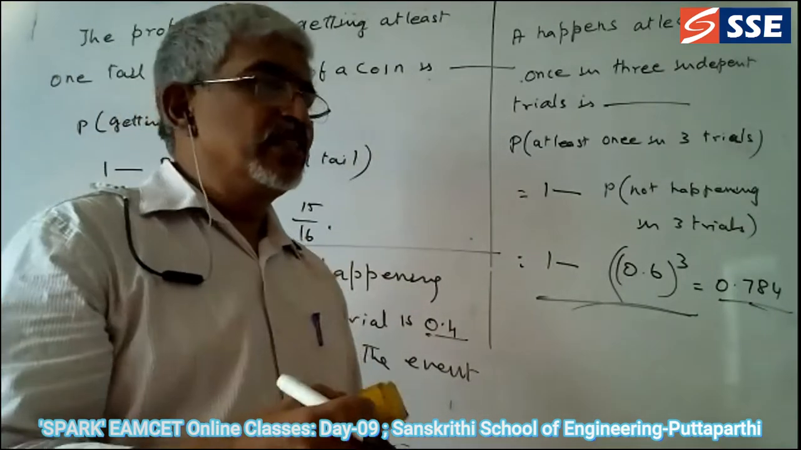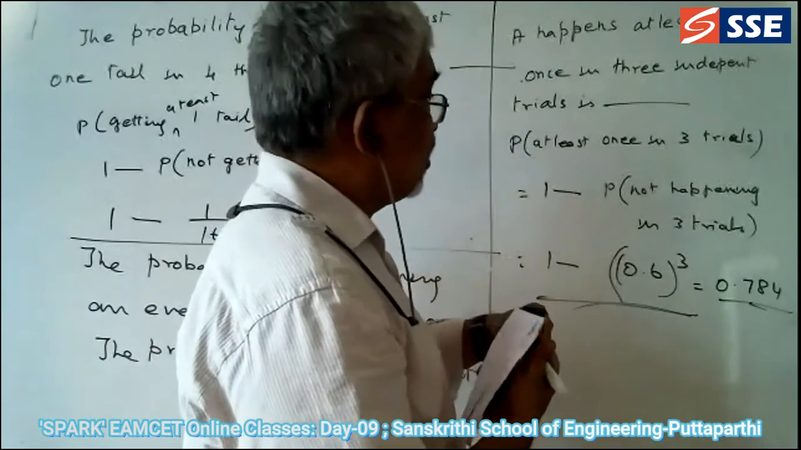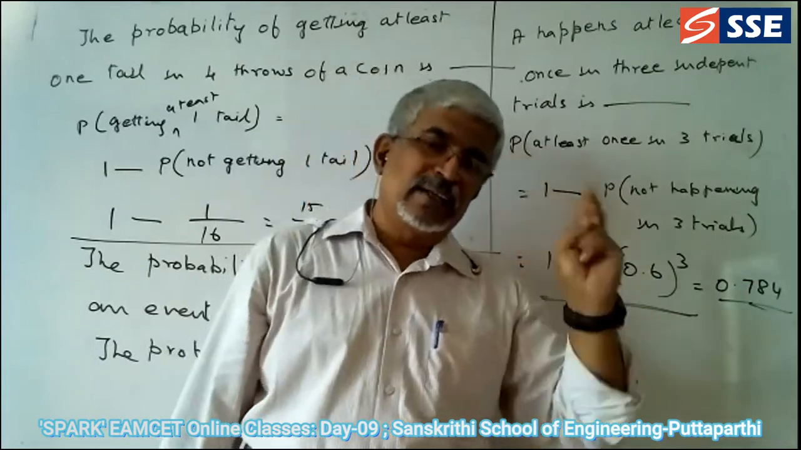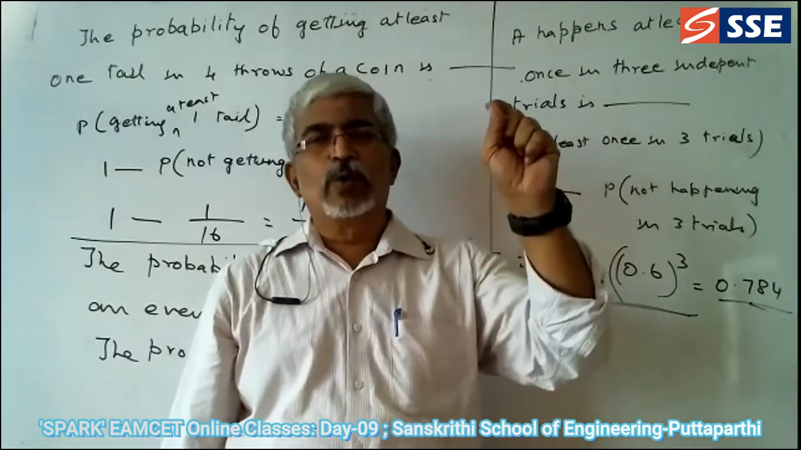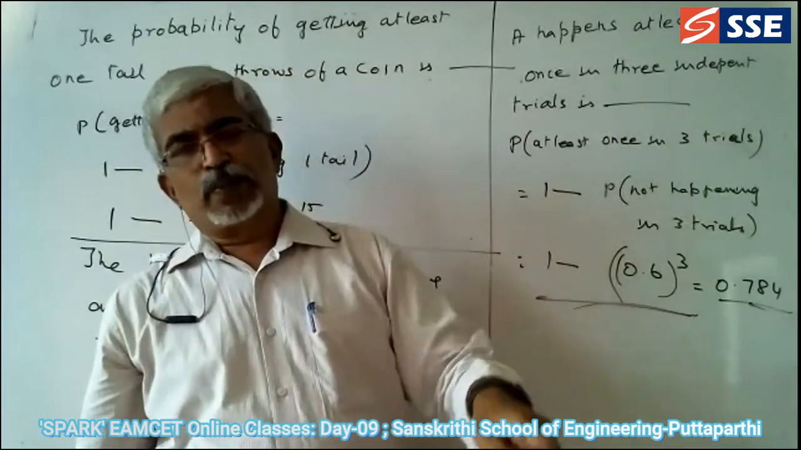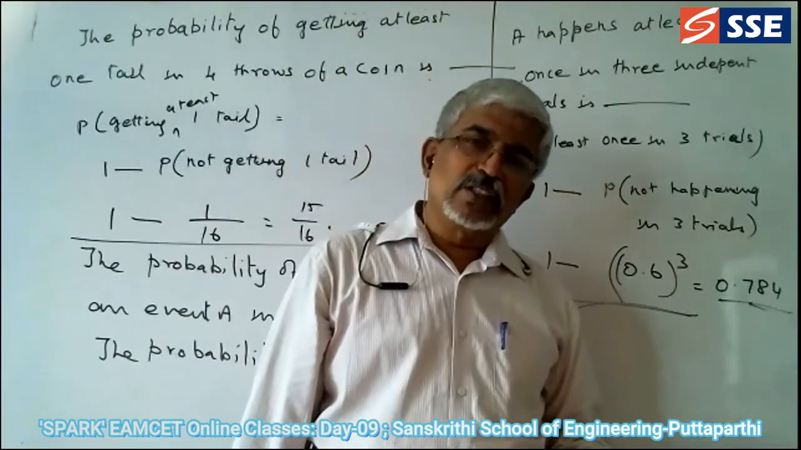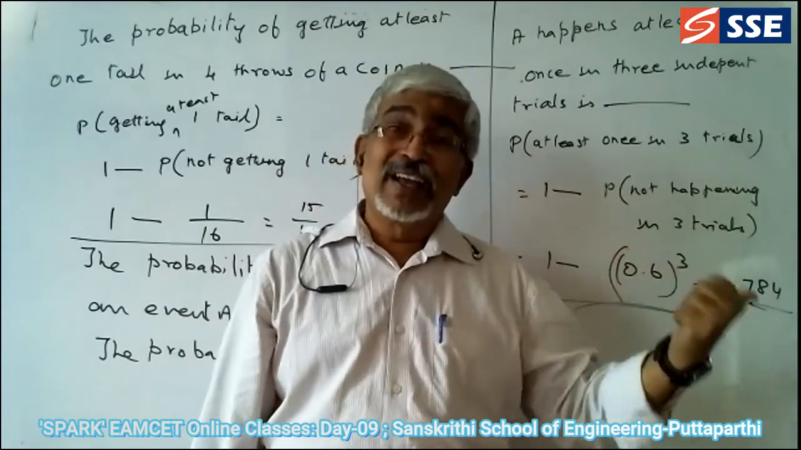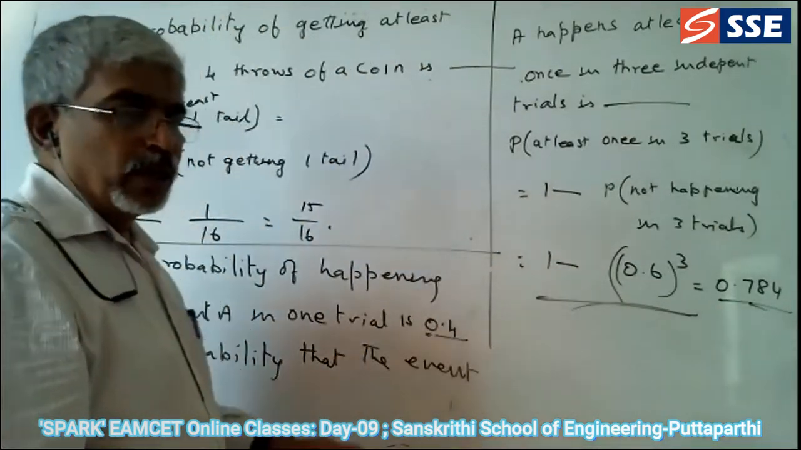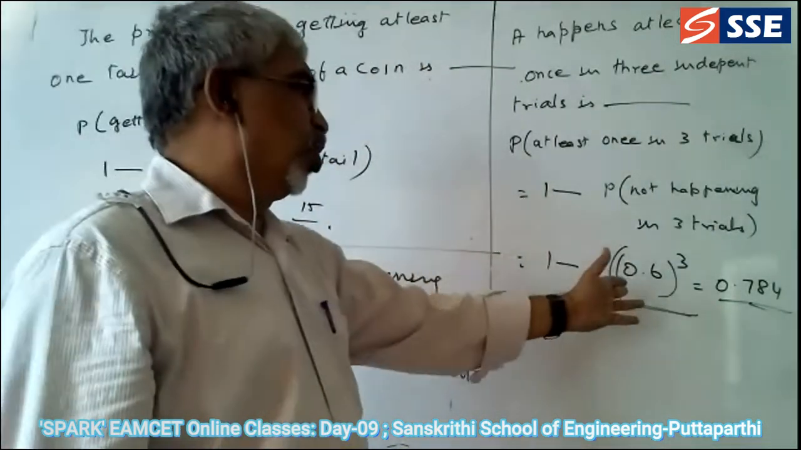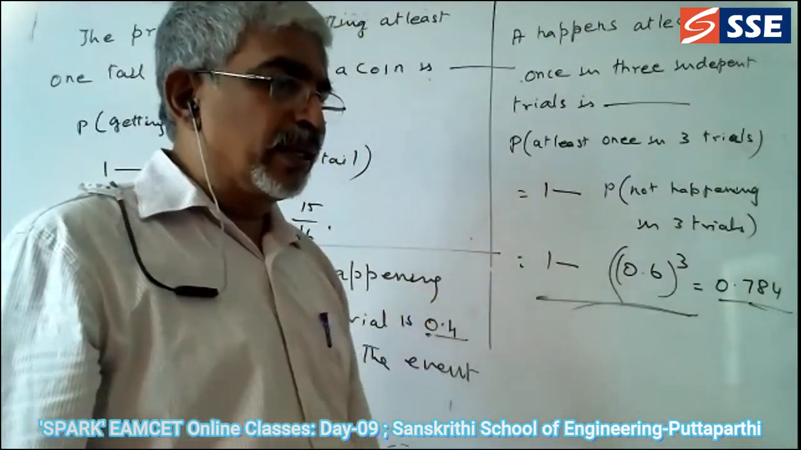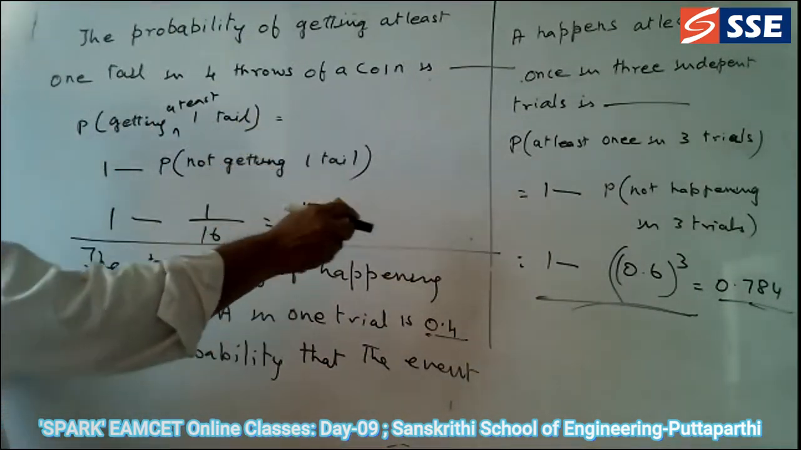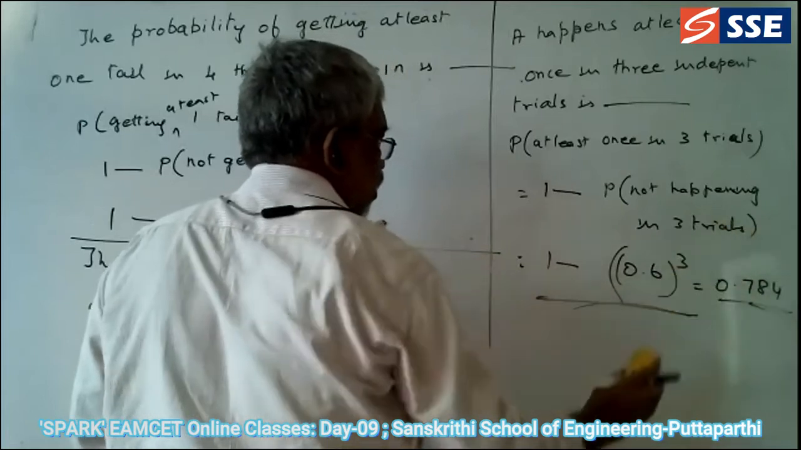If you go this way it is easy. If you calculate at least once, what you have to do is add the probability of x equal to 1, plus x equal to 2, plus x equal to 3, plus x equal to 4. Instead of that, we do 1 minus the probability of x equal to 0, which means not happening all the times. Not happening is 0.6, so 0.6 to the power of 3, and 1 minus that gives the answer.